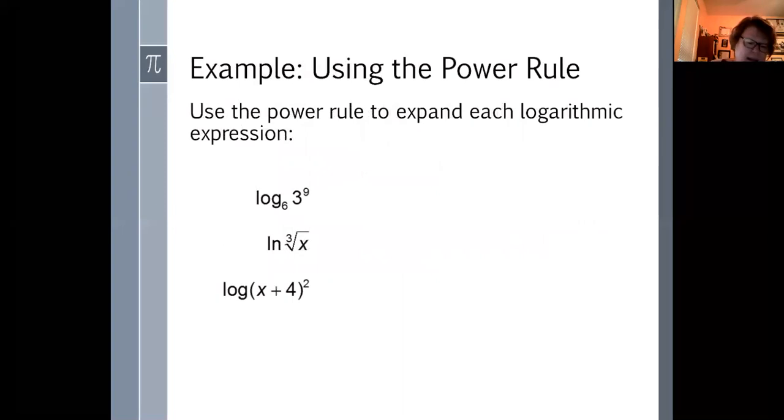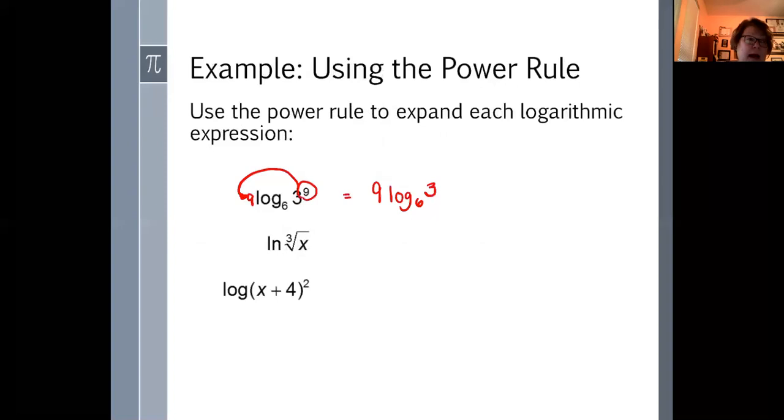So the log base 6 of 3 to the 9th. Using the power rule, I can take the exponent 9 out of the logarithm and make it a factor. So I can write this as 9 times the log base 6 of 3. So an equivalent expression to log base 6 of 3 to the 9th is 9 times the log base 6 of 3.